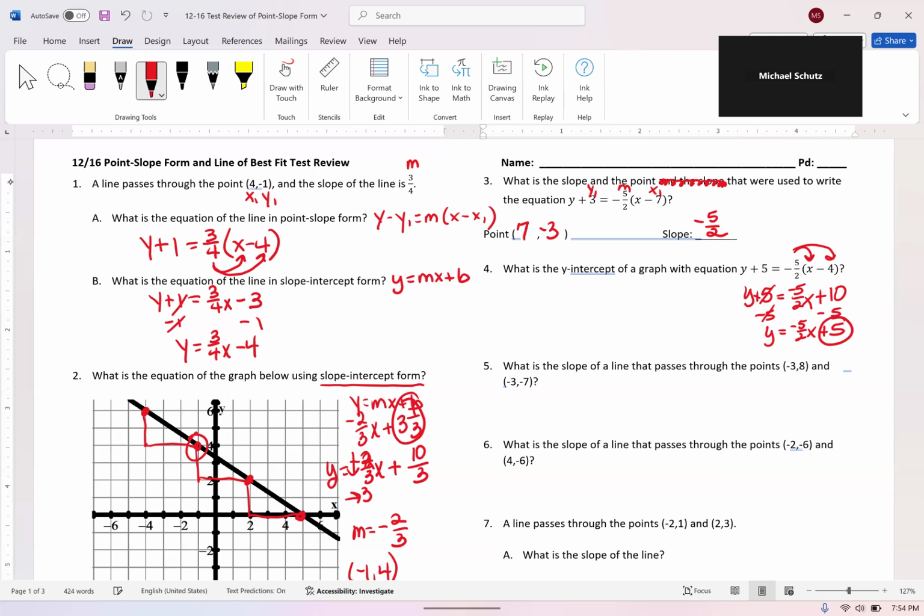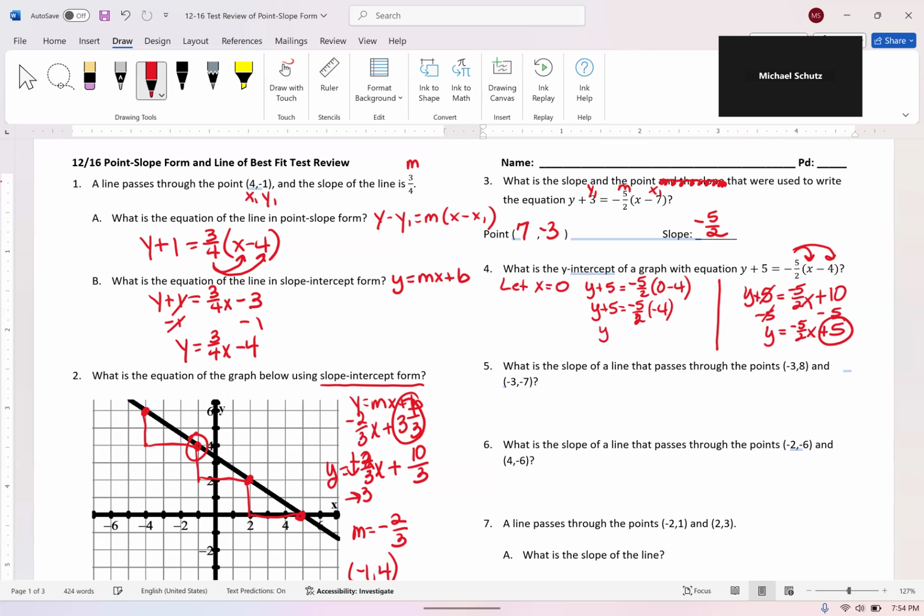Now, the other thing I had said is you could go back to the original equation and find the y-intercept, let x equal 0. So y plus 5 equals -5/2 times 0 minus 4. So again, this is just a different way of solving the same problem. All right, so leave the y plus 5 alone for a minute. 0 minus 4 is -4.